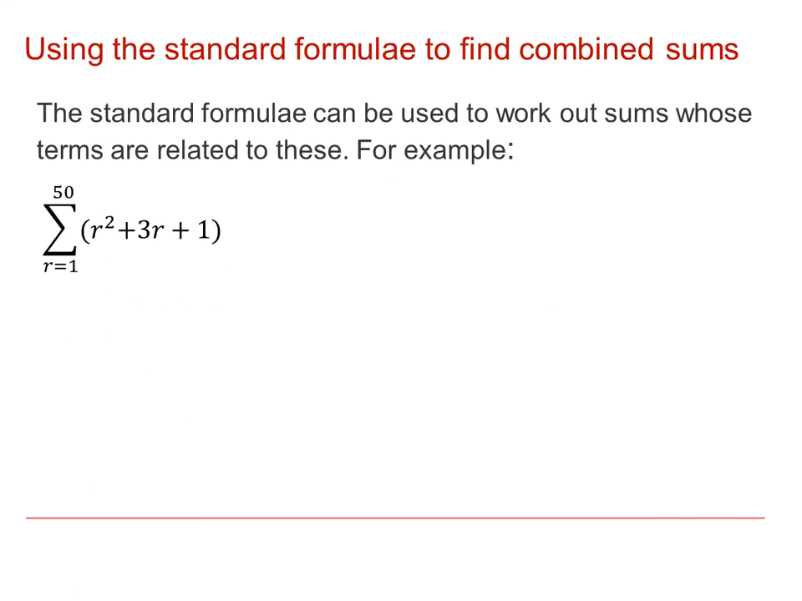Well, the first example we've got here is the sum from r equals 1 to 50 of r squared plus 3r plus 1. We can write this as being the sum of sigma r squared from 1 up to 50 plus 3 times sigma r from 1 up to 50 and then plus the sum of 1 from 1 up to 50. Maybe a strange way of writing that last one, you may think. However, it's just to remind you that it's not just adding 1, but it's adding 1 50 times.